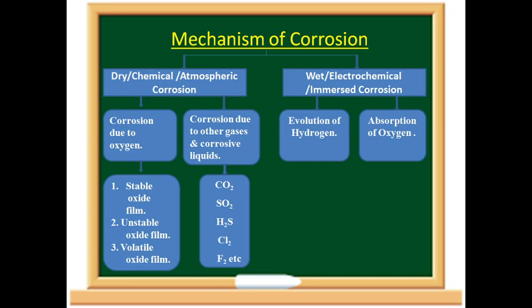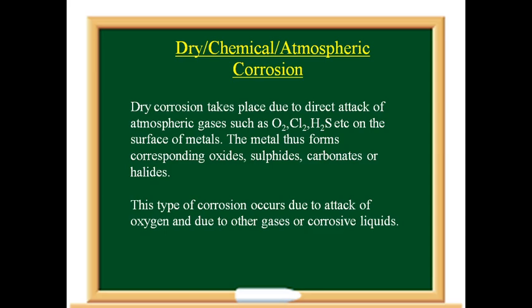Let's proceed. Dry corrosion, as we just saw in the previous slide, occurs due to direct attack of atmospheric gases. Direct attack of atmospheric gases such as oxygen, chlorine, hydrogen sulfide, sulfur dioxide. All these gases attack the metal surface.